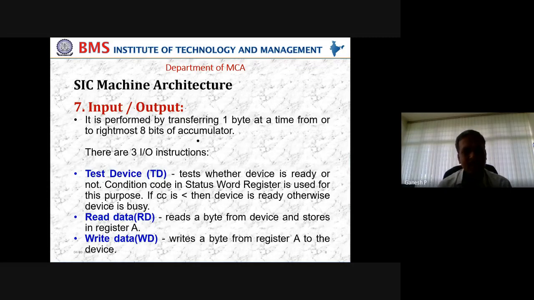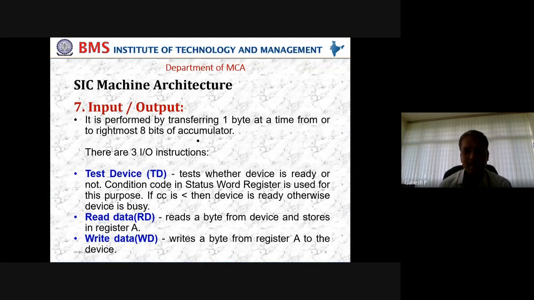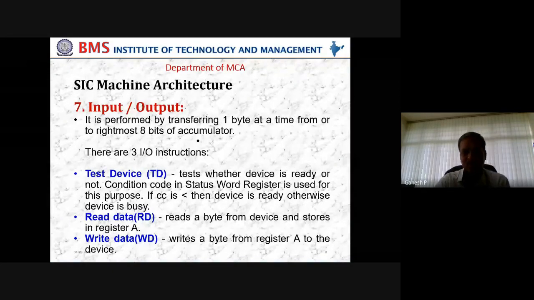To sum up, input output always carries a single byte at a time in SIC. If at all you want to transfer more than one byte, then we have to keep a group of these three instructions in a loop. So repeatedly we have to execute these three instructions so that we can transfer more than one byte of data. So what are these instructions? There are three: TD, test device; RD, read the data; and WD, write the data to the device. These are the three instructions we have under the SIC machine architecture as far as input output is concerned. So this is about the machine architecture.